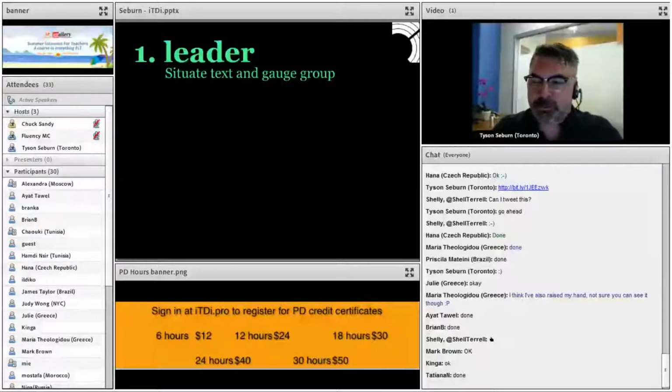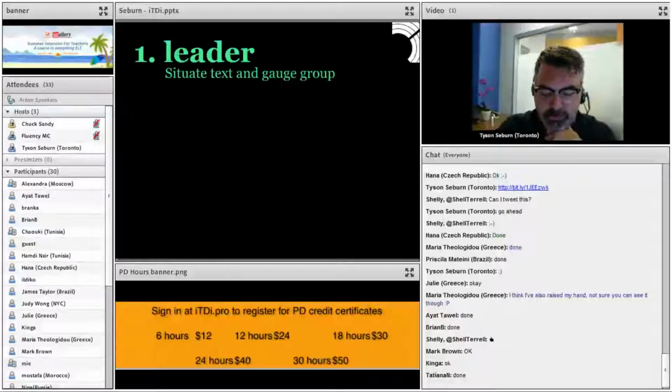So the first role we're going to look at is the leader. As I said, their main role is to situate the text for the students in terms of a basic level of comprehension and gauge whether the group really does understand the same basic stuff from the text before they start sharing their roles.